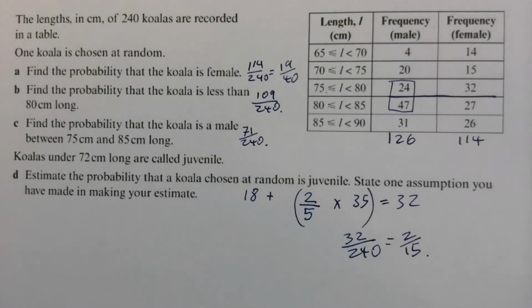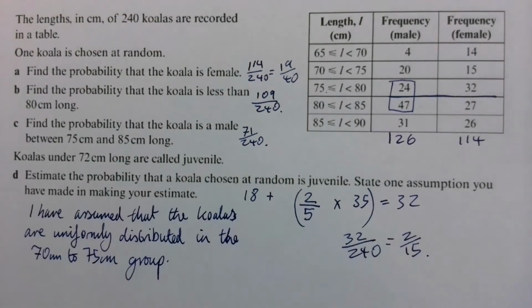There's nothing to be gained, by the way, by going into decimals, especially there, because 15ths will be some kind of recurring one. Okay, and we also need to state one assumption we've made in making our estimation. Well, that's all to do with this. We're assuming that they are uniformly distributed within that 5 centimetre range. So there I've just written something along those lines. I've assumed that the koalas are uniformly distributed in the 70 to 75 centimetre group.